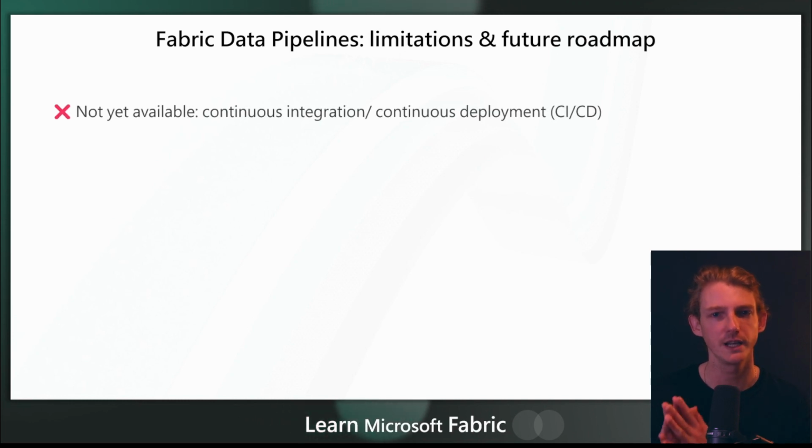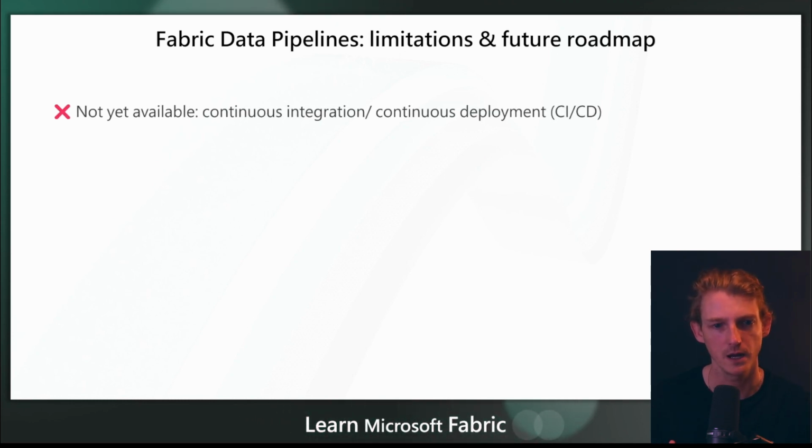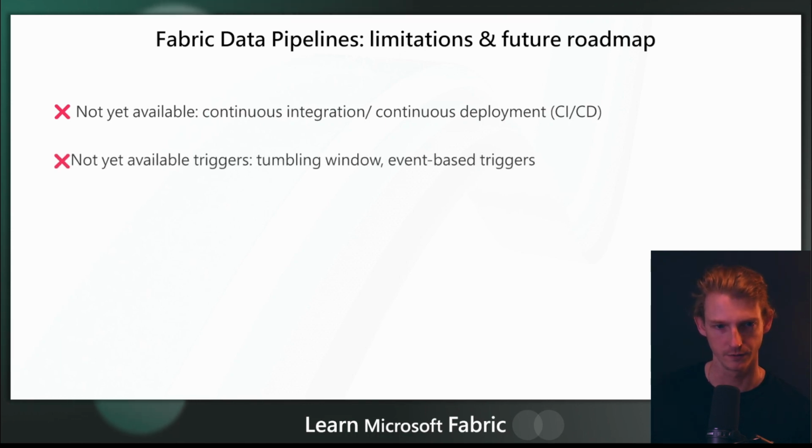Just to cover some of the limitations with Fabric data pipelines, and I'll caveat this by saying that I presume that in the future these won't be limitations. I think just with the public preview of Fabric, not all of the features from Azure Data Factory have been ported over. For example, CI/CD you can't do currently with Fabric data pipelines. There's only one trigger type available currently, which is the scheduled refresh. Obviously, in Azure Data Factory, you can do other types of triggers, such as event-based triggers or tumbling windows, and these are very useful, so it'd be great to see those in data pipelines in Fabric.